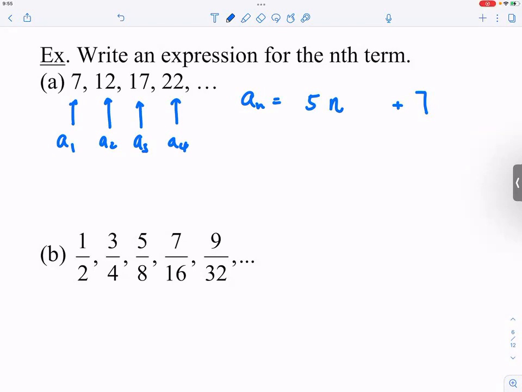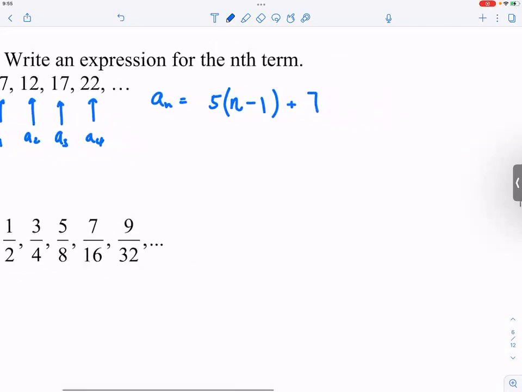So we need to make a little modification right here. We don't want to add the 5 when n is equal to 1. So how can we make that modification? We say, oh, just do n minus 1, so that when n is equal to 1, you're not multiplying by 5, because you have a 0 times 5. Okay.